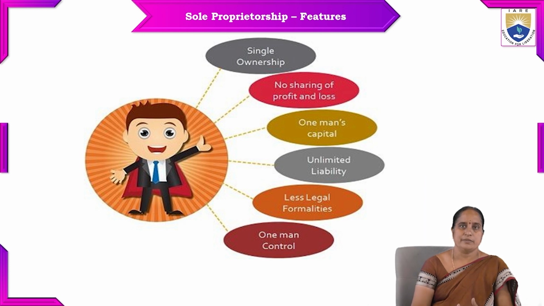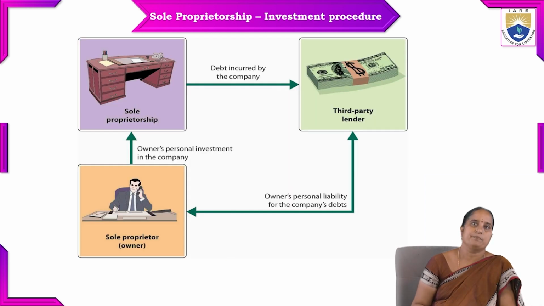Less legal formalities. There are no government and legal formalities in the case of a sole proprietorship, and it is controlled by only one single man. So these are some of the features of sole proprietorship.